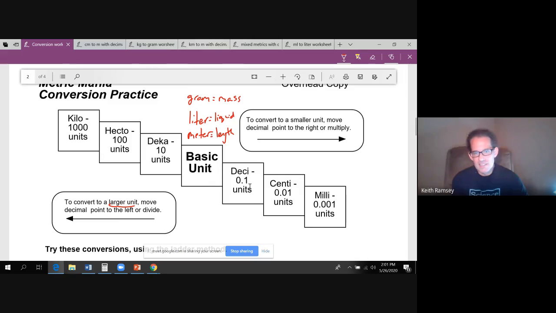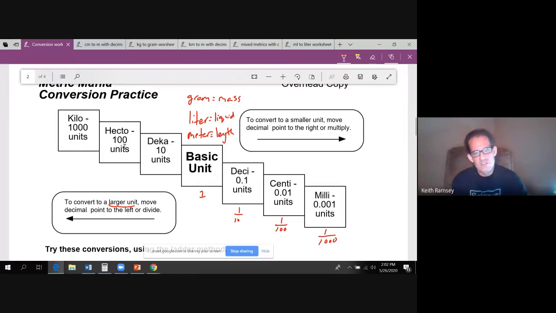And then over here, deci is 1/10 of that basic unit. So it takes 10 decimeters to equal a meter, or 10 deciliters to equal a liter, or 10 decigrams to equal 1 gram. So this is 0.1 or 1/10 if you're using fractions, okay? Centa is 1/100th, 0.01. So if I wrote it as a fraction, this is 1 over 100. And then milli is really small. This would be like 1 over 1,000, okay? So kilo is 1,000, milli is 1/1,000th, okay?